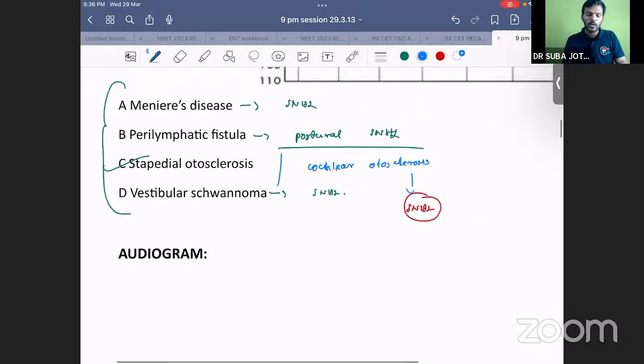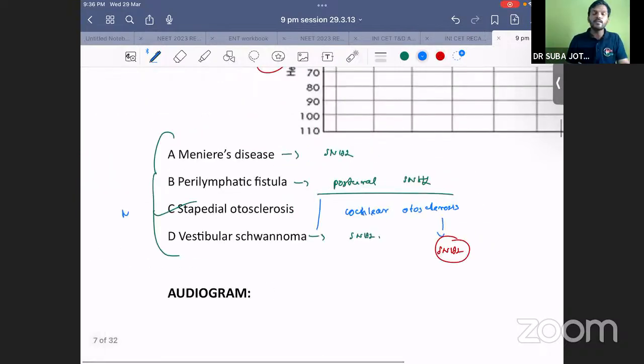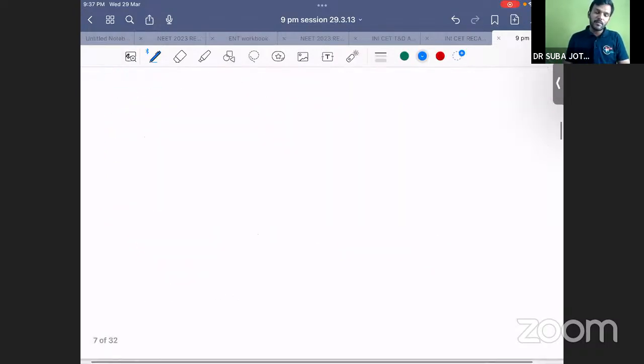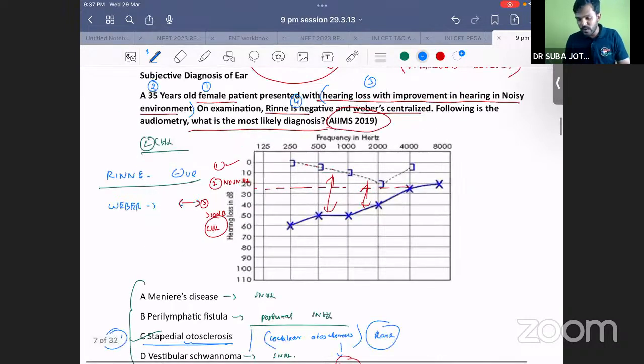Stapedial otosclerosis is most common. If they give in the question plainly otosclerosis, they are indirectly meaning it is stapedial. Cochlear is very, very rare. So if they give only otosclerosis, don't confuse yourself whether it is stapedial or cochlear. Never. If they give otosclerosis, it should be stapedial, not cochlear. But in this question, they have clearly given stapedial otosclerosis. This is the answer for this particular question. Clear? Okay, so we're done with one question asked in AIIMS 2019.